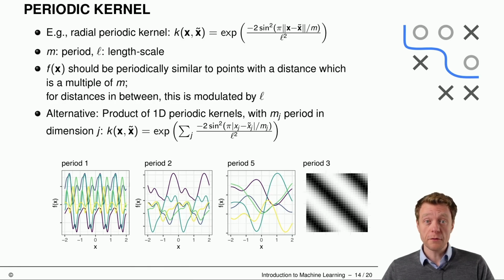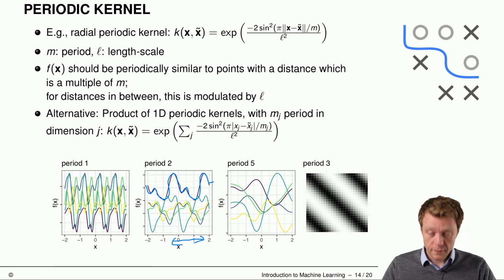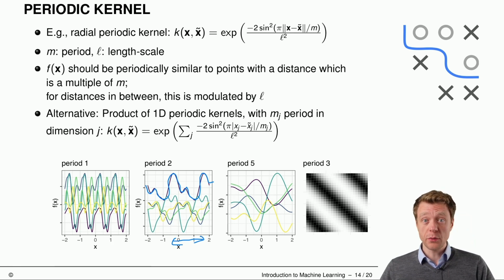There are many different periodic kernels, and one of these periodic kernels is the radial periodic kernel. The radial already implies some kind of isotropy, right? Because we have rotation invariance here. But it has another very interesting property, which is the periodicity, of course. So if you look at the functions down here that we draw from this, maybe we can best see it here for a period of 2. So if we have a difference of 2 here in x space, then we have exactly the same point, okay?